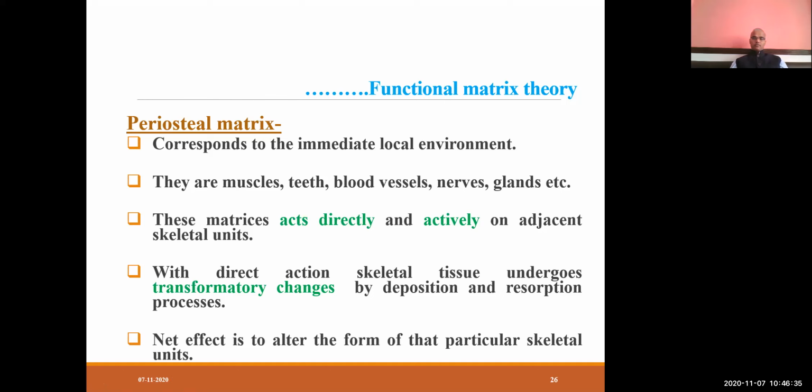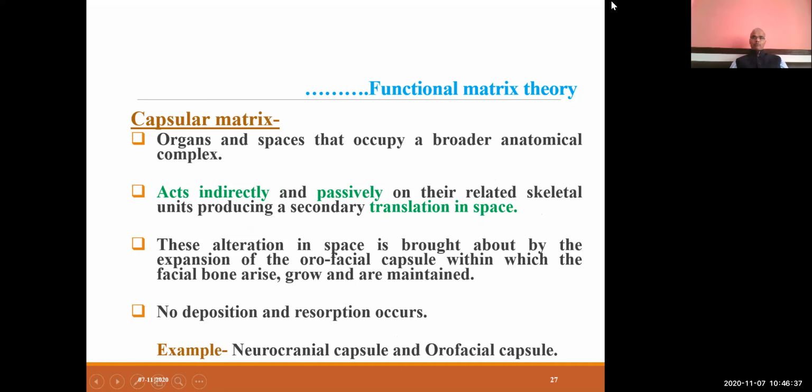The capsular matrix includes organ spaces that occupy a broader anatomical complex, and acts indirectly. In periosteal matrices, they act directly, whereas this acts indirectly and passively on its related skeletal unit, producing a secondary translation in space, whereas in periosteal matrices there was transformative change.